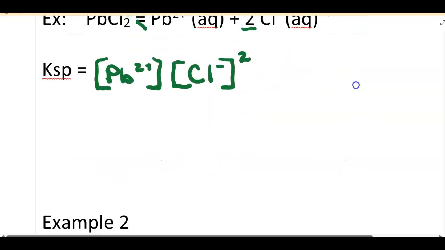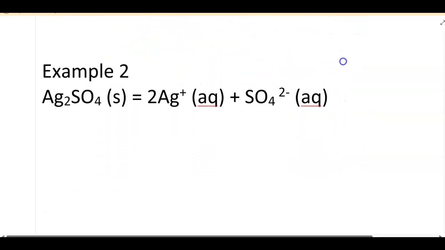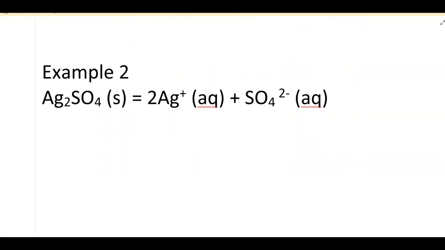For example number 2, let's look at silver sulfate. It dissolves into 2 silver ions and 1 sulfate ion. Here we can, as we've done in the past, set up an ICE table, where we can look at the different pieces of information. We do not have any initial concentration of the solid. We have no source from a different solution. If we're just looking at an aqueous solution, there's no other source of silver or sulfate, and we're going to experience some kind of change here.